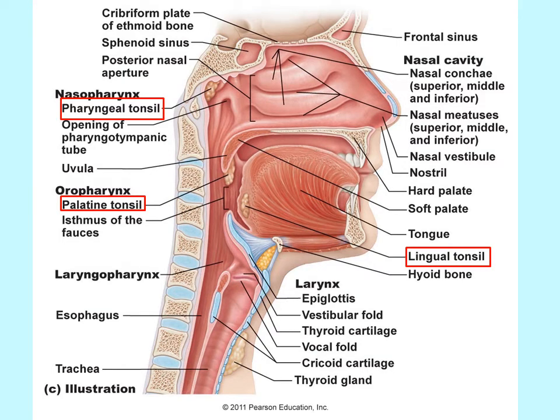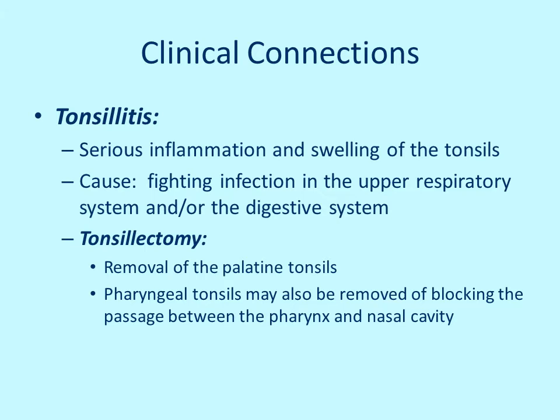In this diagram, you can see labeled the tonsils: the pharyngeal tonsils, the palatine tonsils, and the lingual tonsils. They are named by their location. If they become inflamed and start to swell up, that is what tonsillitis is. Their purpose is to help fight infection of the upper respiratory system and also the upper digestive system. If they do become extremely inflamed and cannot allow the swelling to go down, they may be removed through surgery.